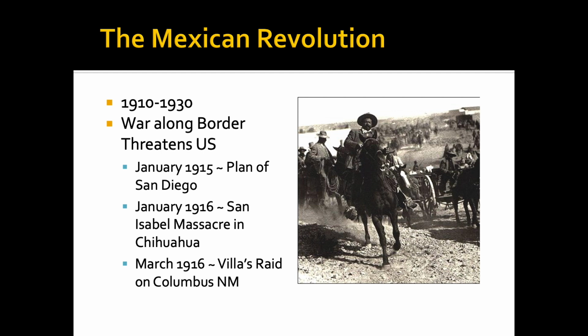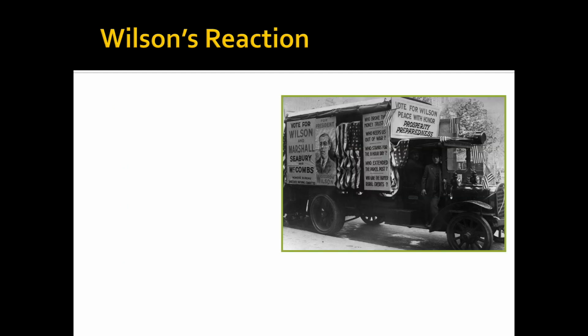And then a few months later, in March of 1916, Villa's troops entered the United States near Columbus, New Mexico, and raided it. About 16 American civilians were killed during this raid before the troops were sent back. The United States then launched a punitive expedition to hunt down Villa, although they were never able to find him. So the unrest caused by the Mexican Revolution that spilled over into the United States caused a lot of concern.